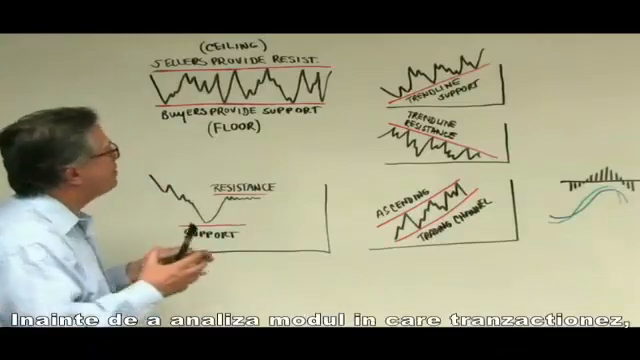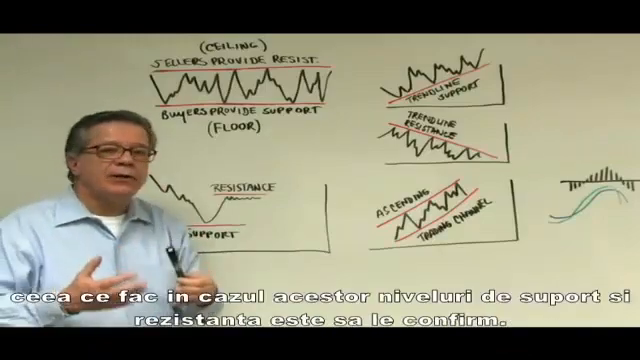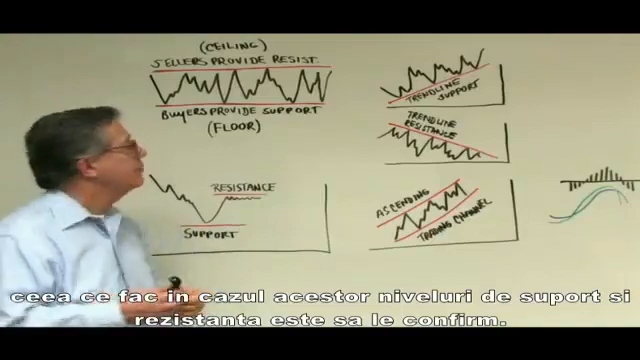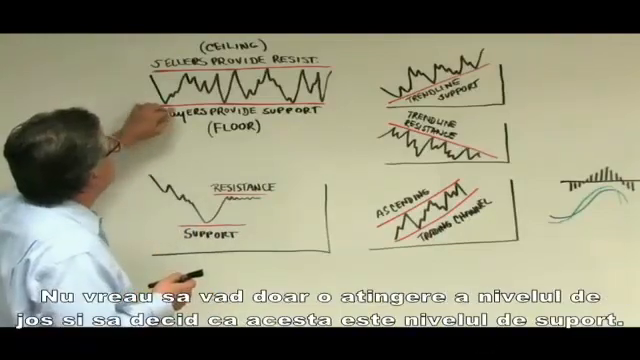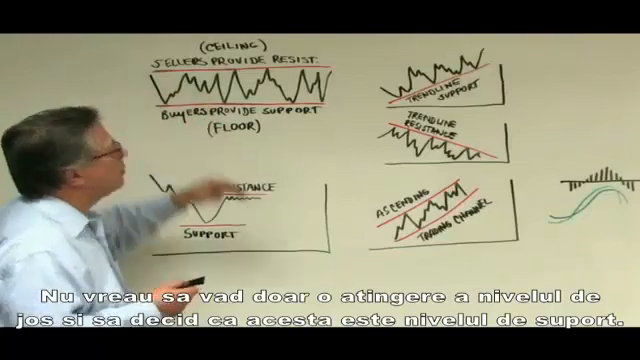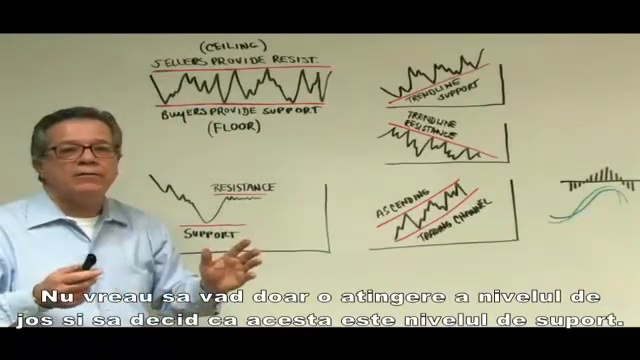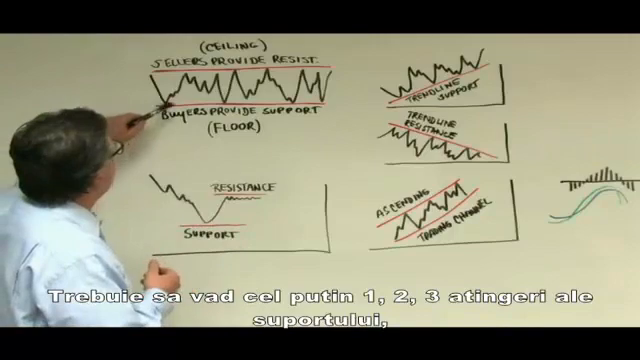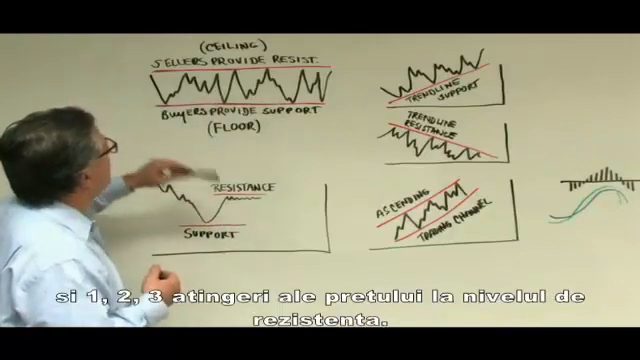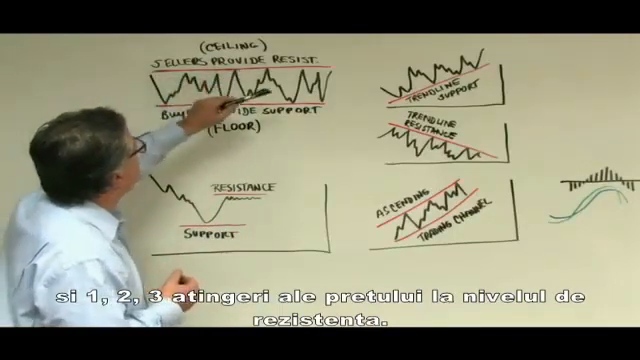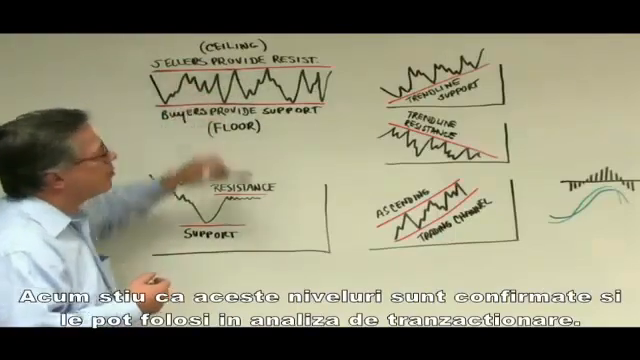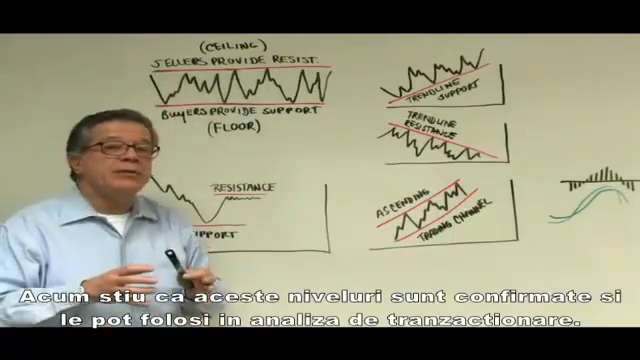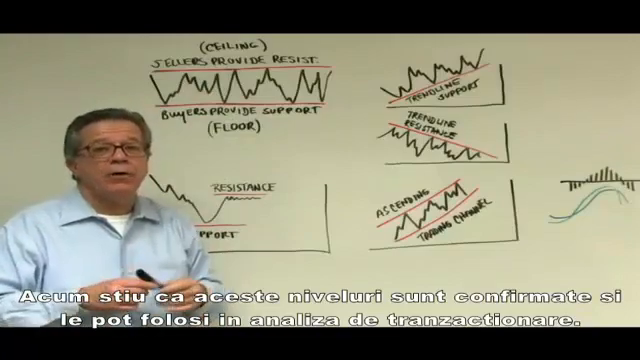Now, before I get into my trading analysis, what I want to make sure I do with these support and resistance levels is to confirm them. I just don't want to see one touch of price action at a certain level and then declare, okay, that's my support level. I want to see at least 1, 2, 3 touches of support by price and 1, 2, 3 touches of price at the resistance level. So now I know these levels are confirmed and I can use them in my trading analysis going forward.